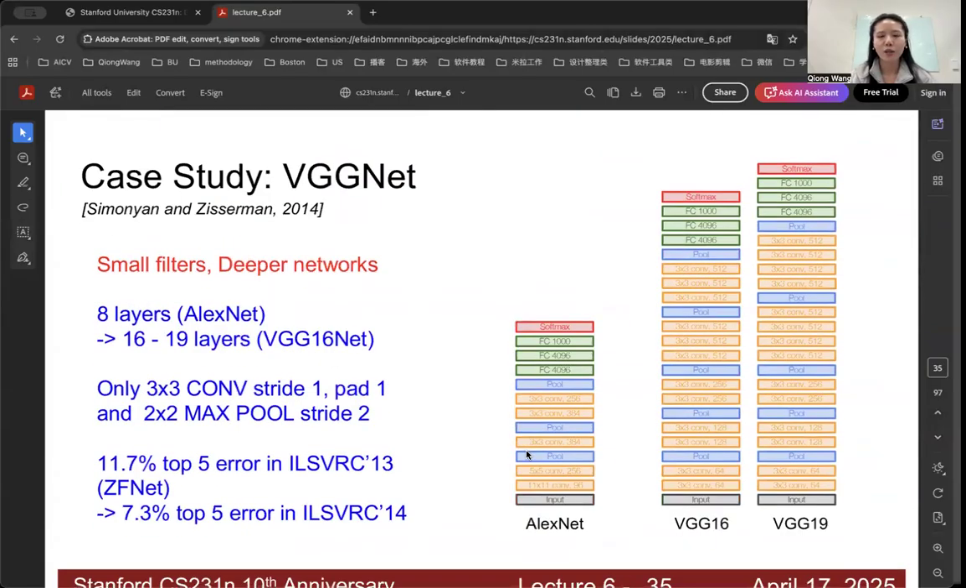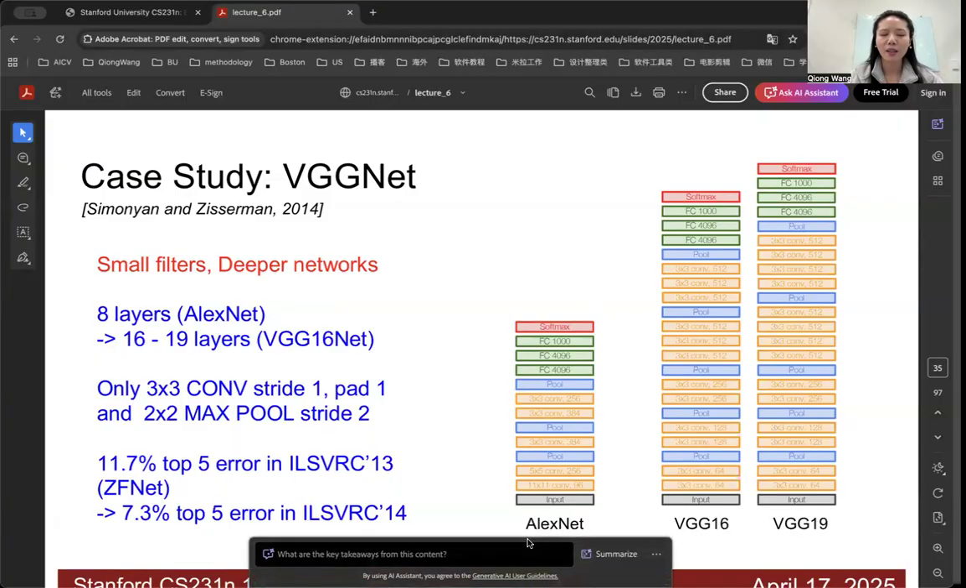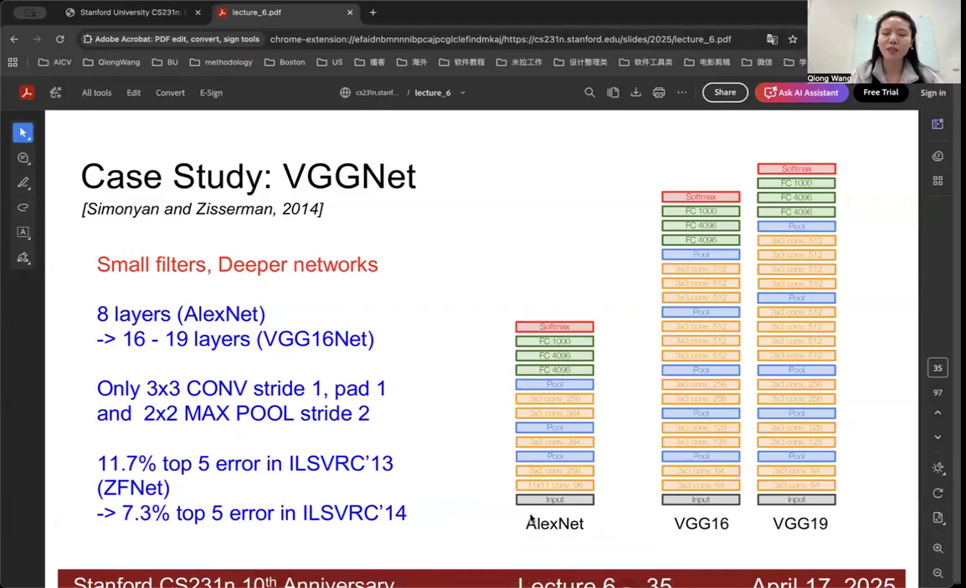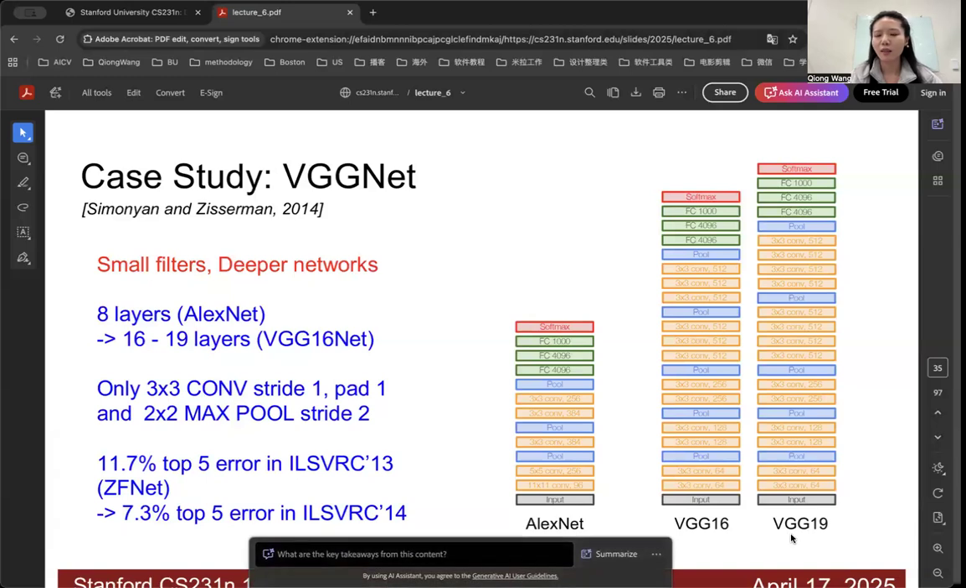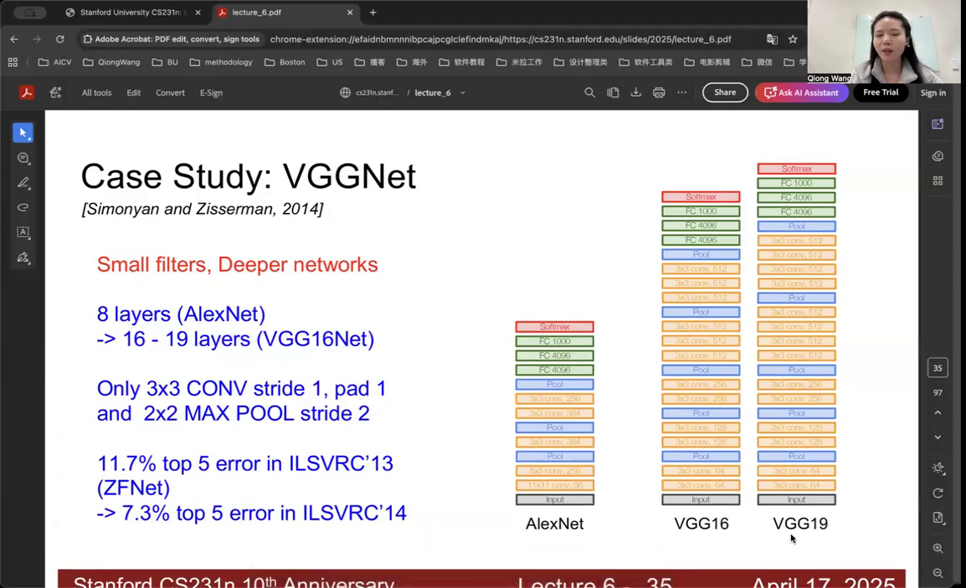This is the standard architecture of VGGNet. The left one, you can see, is a basic version of AlexNet. There are 8 layers in that, and the middle one is VGG16. There are 16 layers in it. The difference from AlexNet is the number of stacks and the number of layers. And the right one is VGG19. The difference is the number of layers in the last second stack.